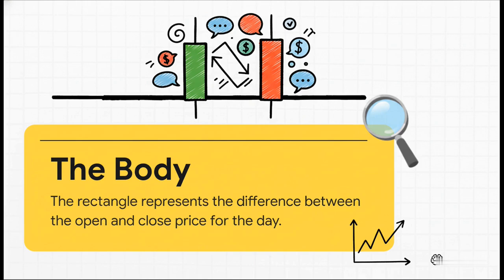Let's focus in on that body. This thick, rectangular part is the main event. It represents the core tug-of-war between the buyers and the sellers. It shows us exactly where the price started and where it ended for that period.